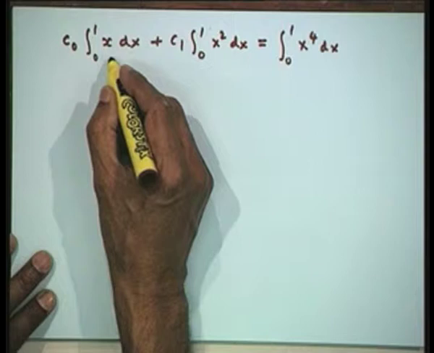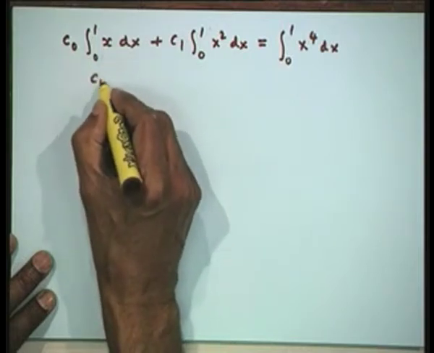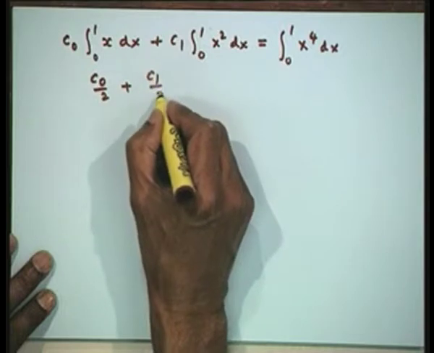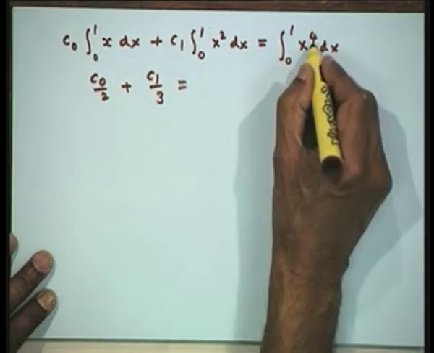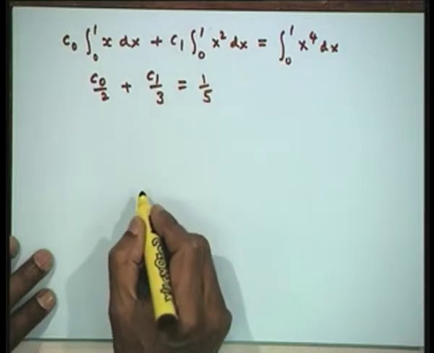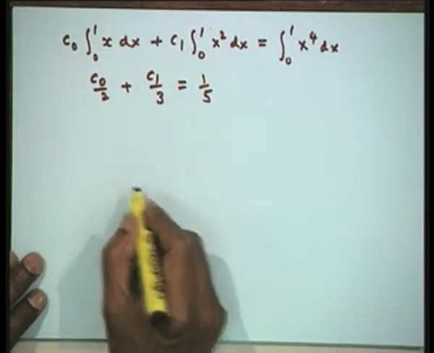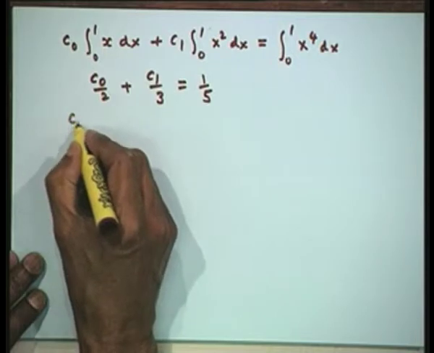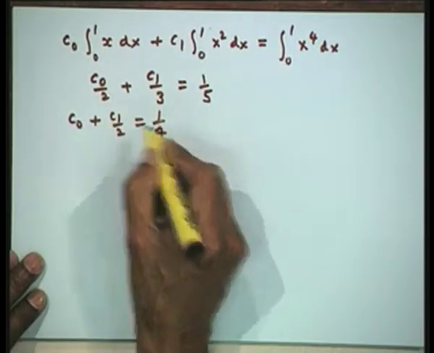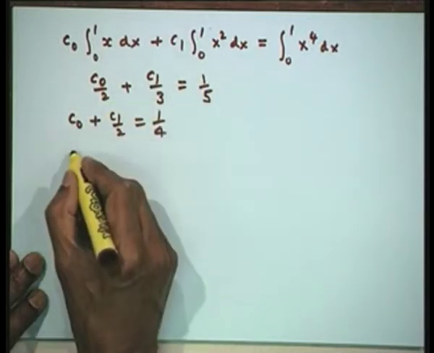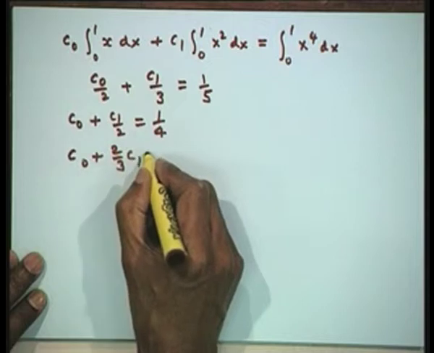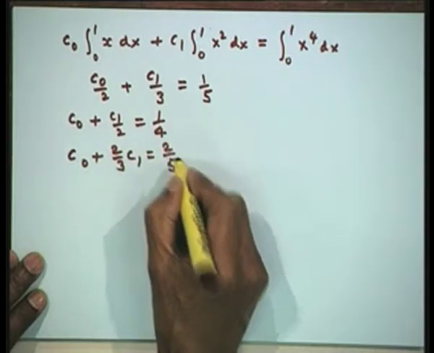Integral of x gives us x square by 2, that will give you C naught by 2, this gives x cubed by 3, that is C 1 by 3, x to the power of 5 by 5. So, I will have 1 by 5. Therefore, let us rewrite the equations here: C naught plus C 1 by 2 is 1 by 4. Let us take 2 multiply by 2, that is C naught plus 2 by 3 C 1 is equal to 2 by 5.